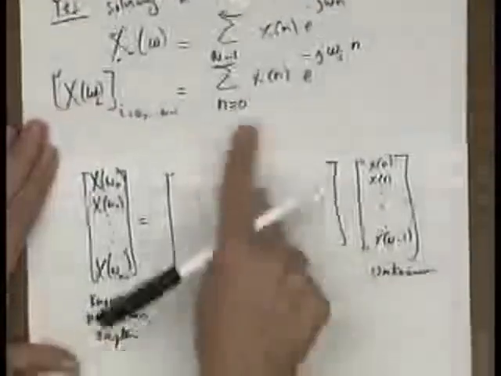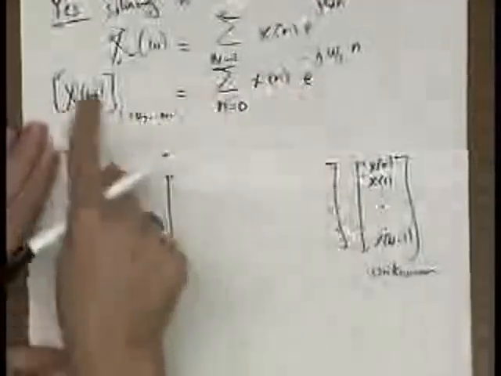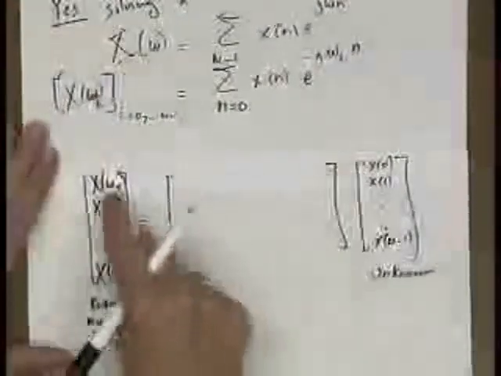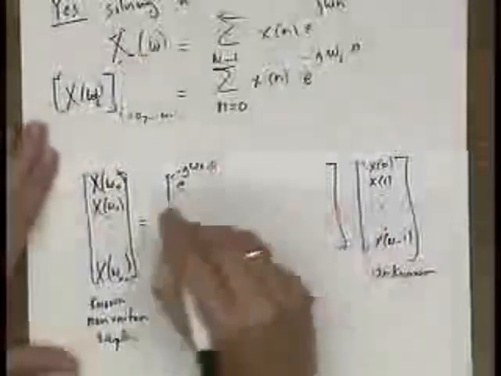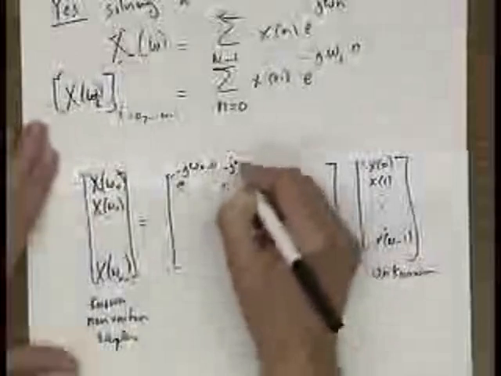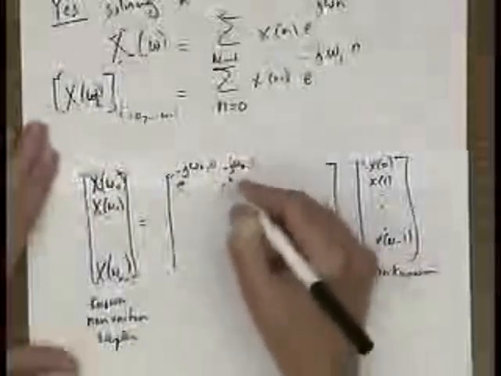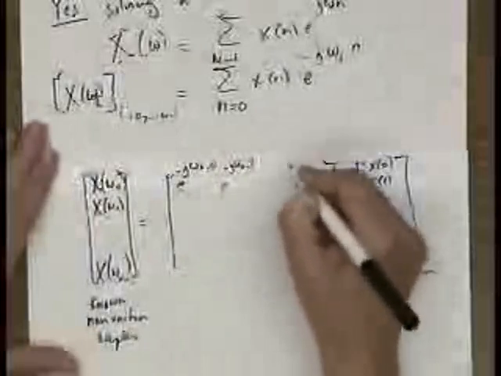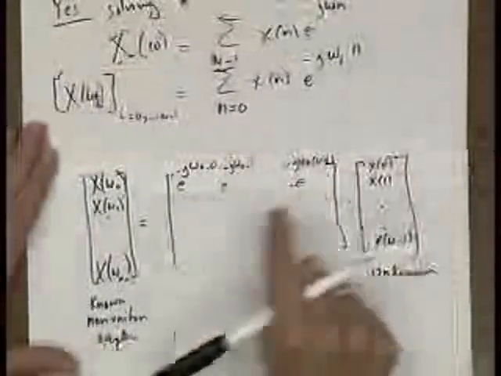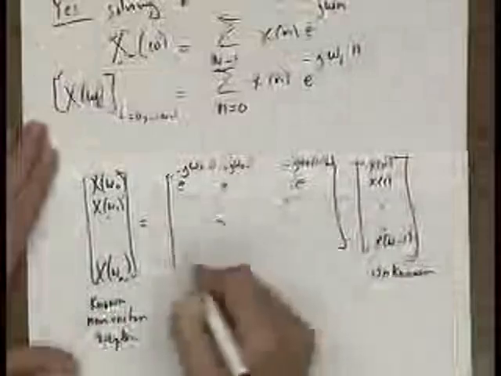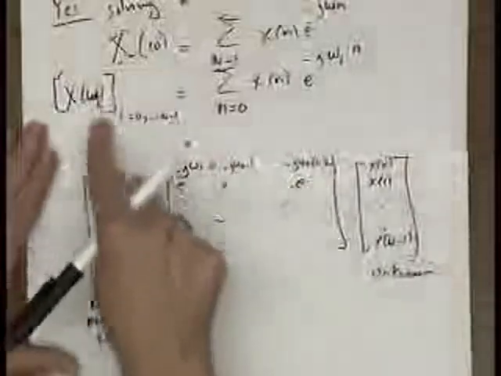And then here I have a matrix. And what are the elements of that matrix? Well, for every value of omega i, it's the values here. So let's say I'm talking about omega 0. It would be x of 0 times e to the minus j omega 0 times 0, so that would be 1. Then e to the minus j omega 0 times 1, e to the minus j omega 0 times 2, and so on, e to the minus j omega 0 times n minus 1. That would be the first row of the matrix. And then I can come up with the second row, the third row.